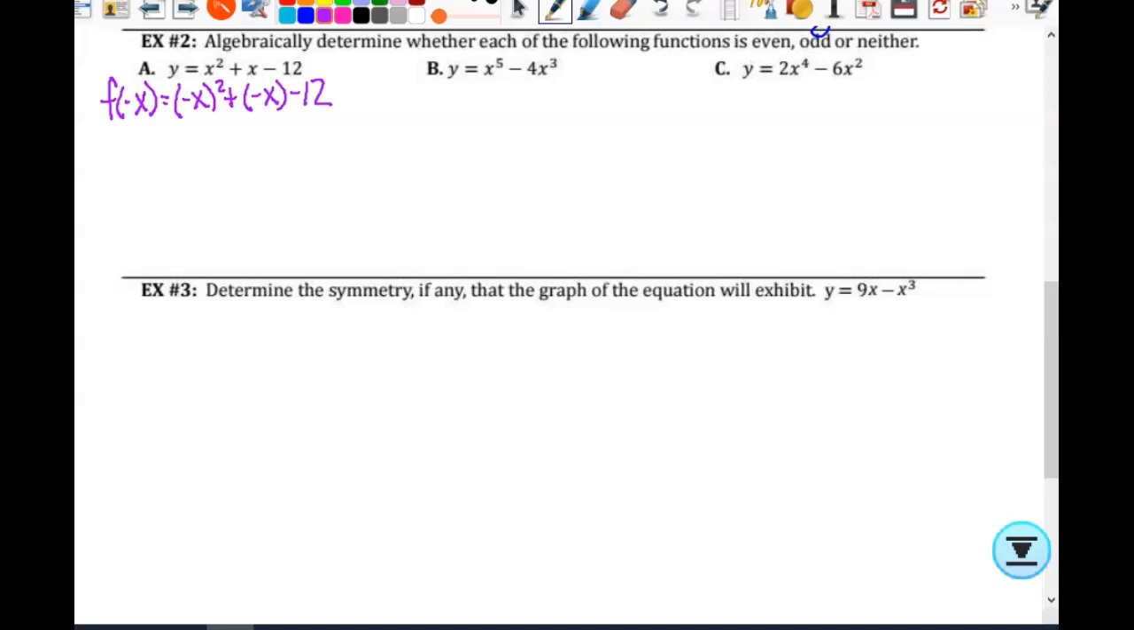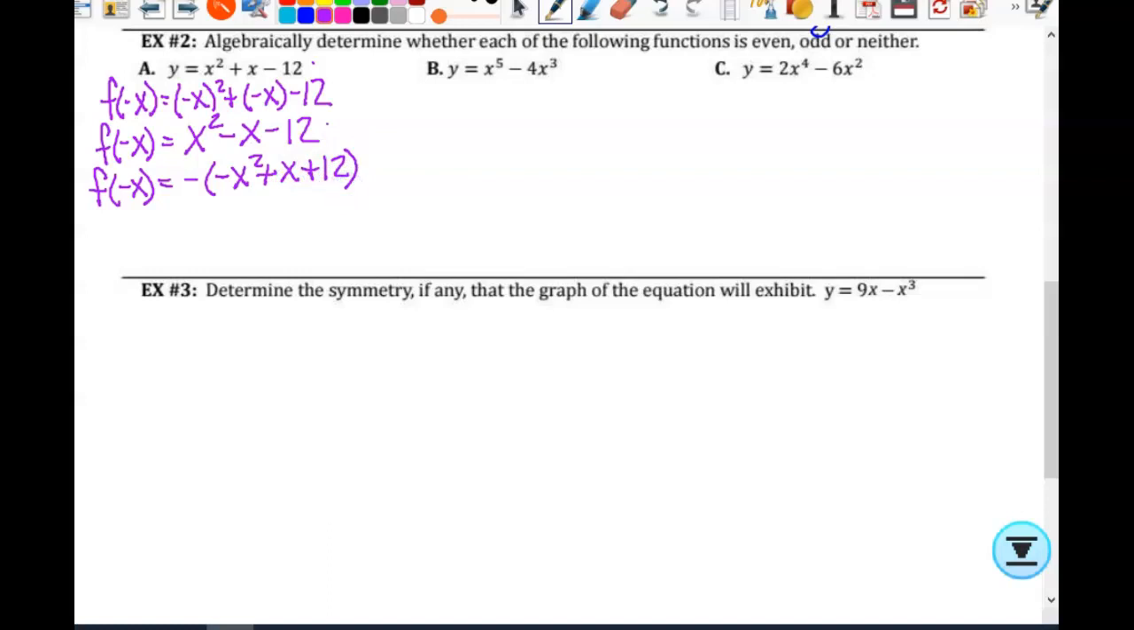Okay? So then I get f of negative x equals, what's negative x squared? x squared. Then that would be minus x minus 12. So I substituted it in, then I cleaned it up a little bit. After I've cleaned it up, I compare this with the original one. Do those look identical? No, they do not. So that means f of negative x does not equal f of x. My only other option is, does it equal negative f of x? So in order to figure that out, I have to factor out a negative, which would leave me with negative x squared plus x plus 12.